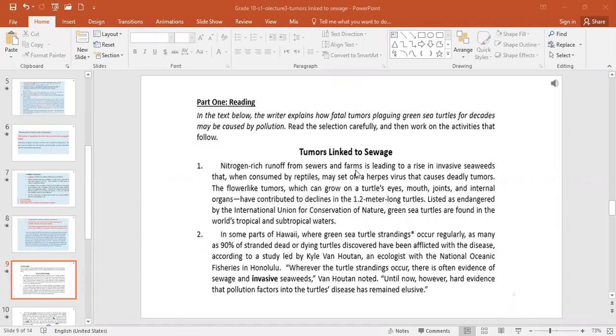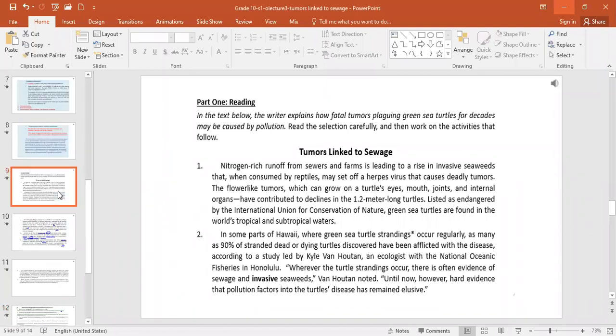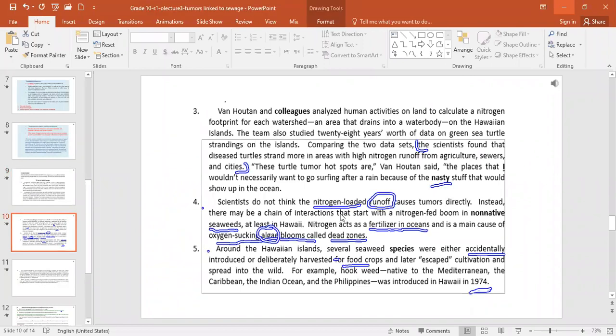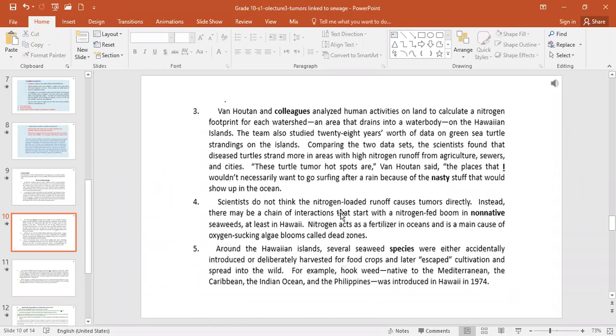So we read this. What type of introduction do you see? Interesting facts and statistics. The author used that type of introduction, and you need to tell me an example of that. Now moving on, the author went on about how this nitrogen from the runoff or the sewage is affecting turtles. How? Let me see who I'm going to unmute now.